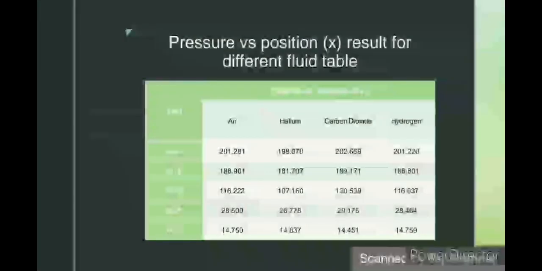Next, we will look at the pressure difference between all four types of fluid versus X position. We use the same X positions as the previous parameter, which are 0, 0.15, 0.3, 0.45 and 0.6. If we look at the difference of pressure between all four types of fluid throughout the event, they are pretty close from the beginning until the end. To make it easier to understand, we can look at the graph.